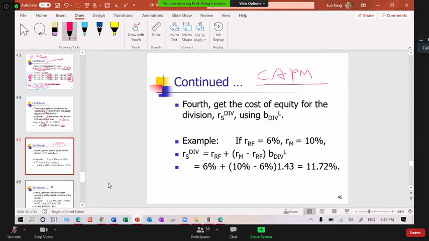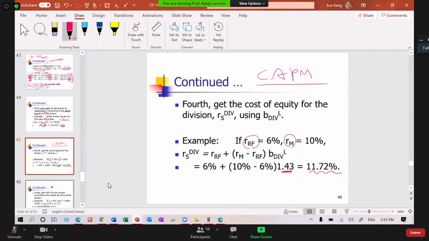So, to get CAPM, the RF should be given and RM should be given. Then what? Capital asset pricing model: return on any asset is the risk-free rate plus market risk premium times beta. So then 6 plus (10 minus 6) times the division's beta here, that's 11.72.